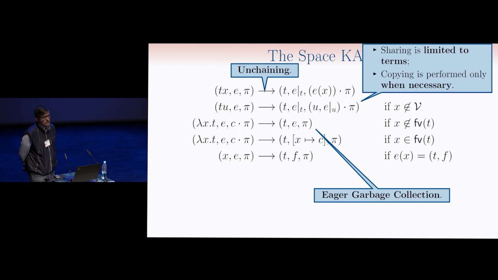Finally, the third rule tells you that we do garbage collection, but in a very simple, trivial way, namely in an eager form: whenever we realize that the variable simply does not occur free in the body, we can, again, shortcut the whole thing and do some garbage collection.